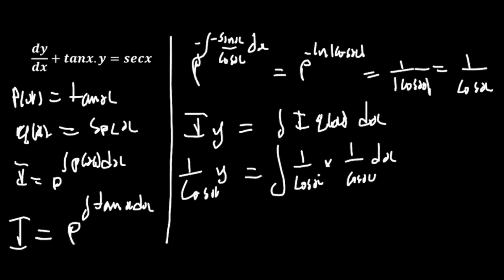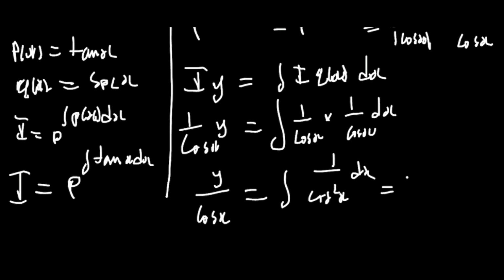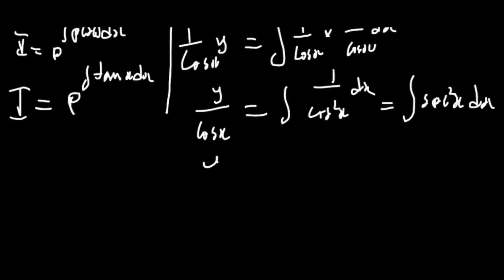And we know that 1 on cos x times 1 on cos x is 1 over cos squared x, so we're going to have y over cos x equal to the integral of 1 over cos squared x dx. So we can write 1 over cos squared x as sec squared x, the integral of sec squared x dx, and the integral of sec squared x is tan x. So y over cos x is equal to tan x plus k.